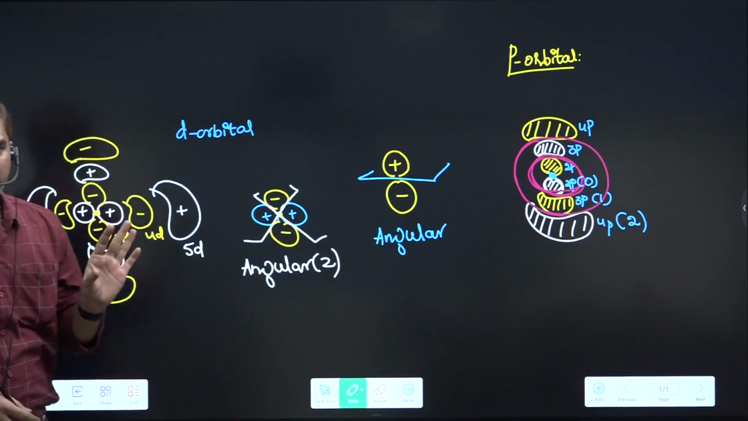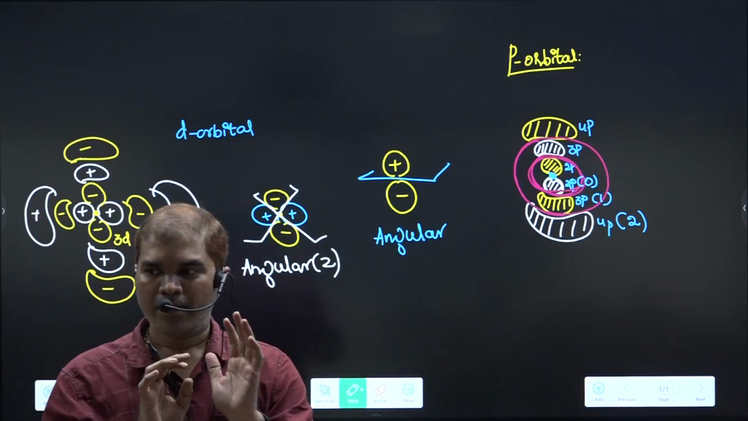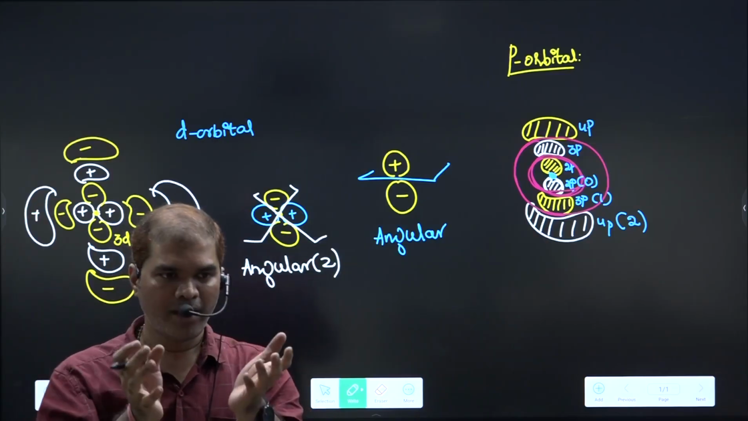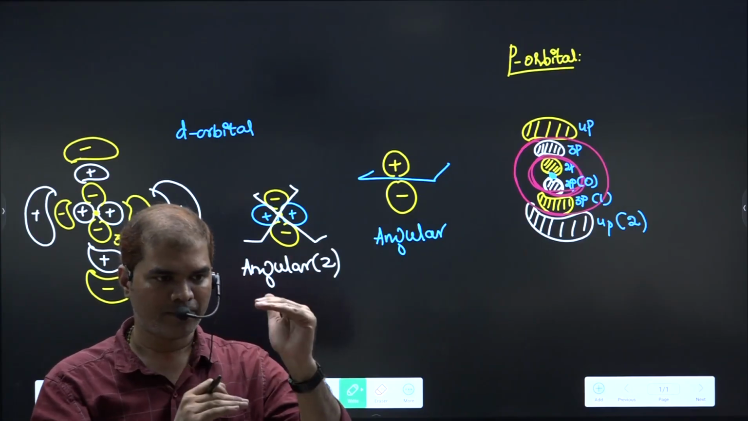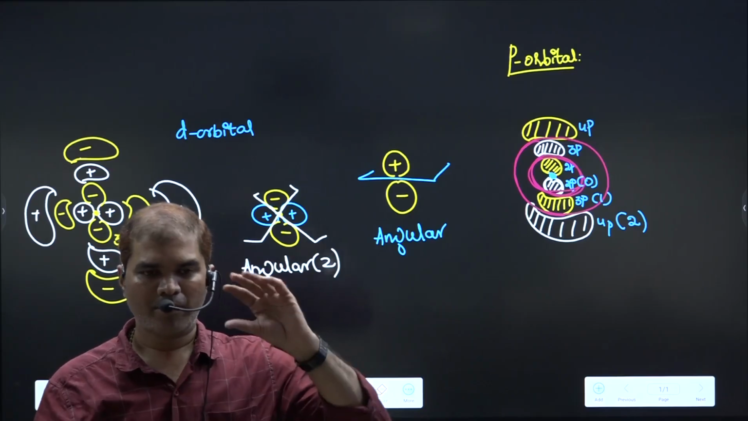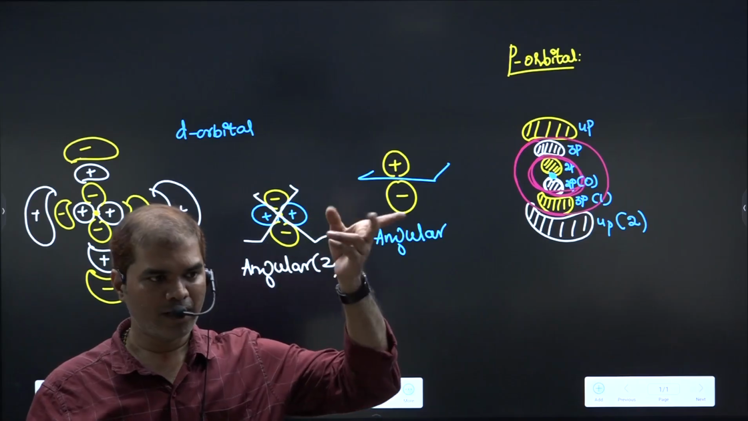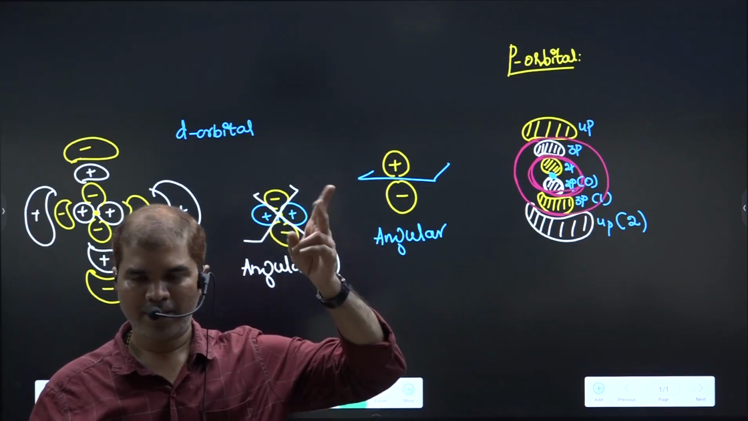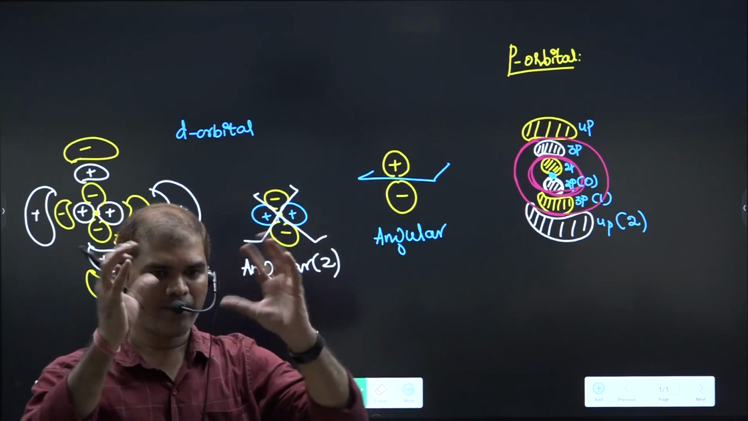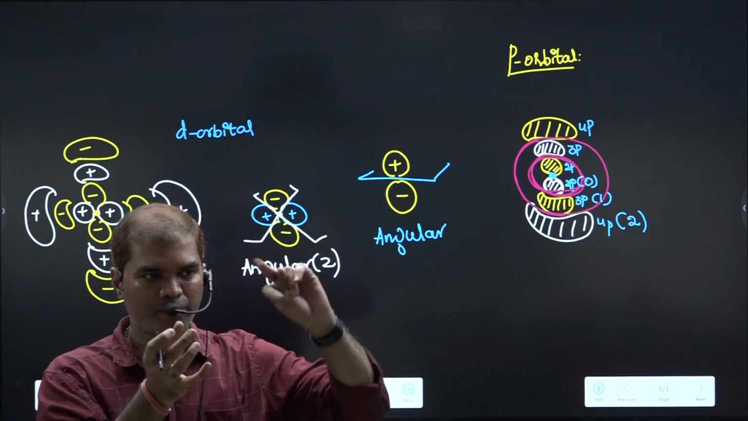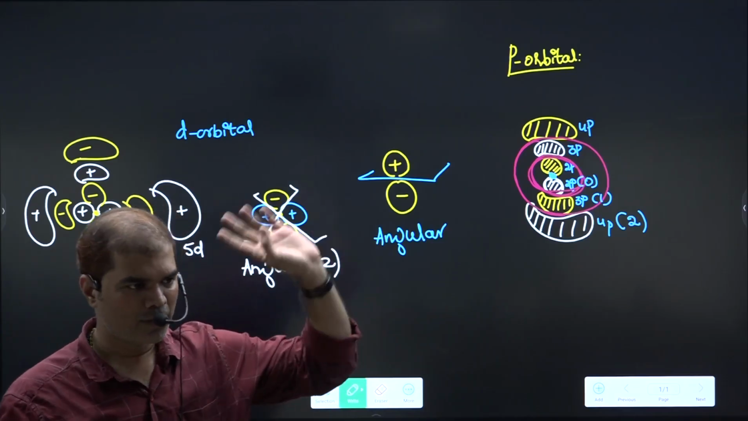Are you getting the point? Did you get the point? Radial node means it is a nodal plane or a nodal point or a nodal space present between the identical orbitals. So between 3D and 4D there is one nodal space. Between 4D and 5D there is one nodal space. So between 3D and 5D, 2 nodal spaces. You just go on counting it.